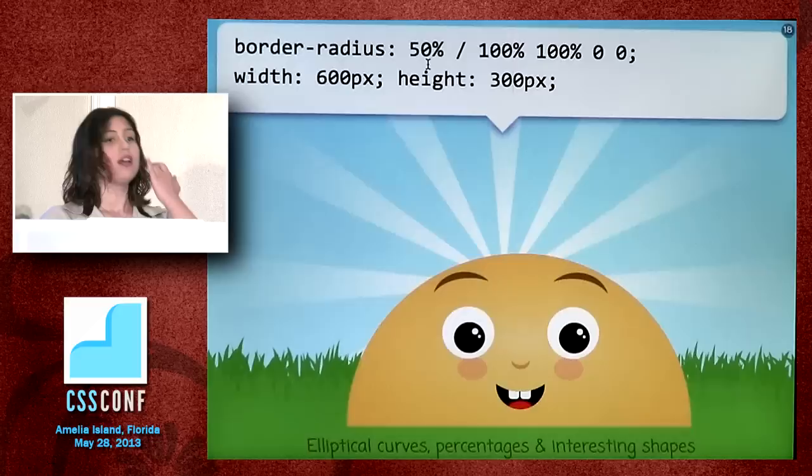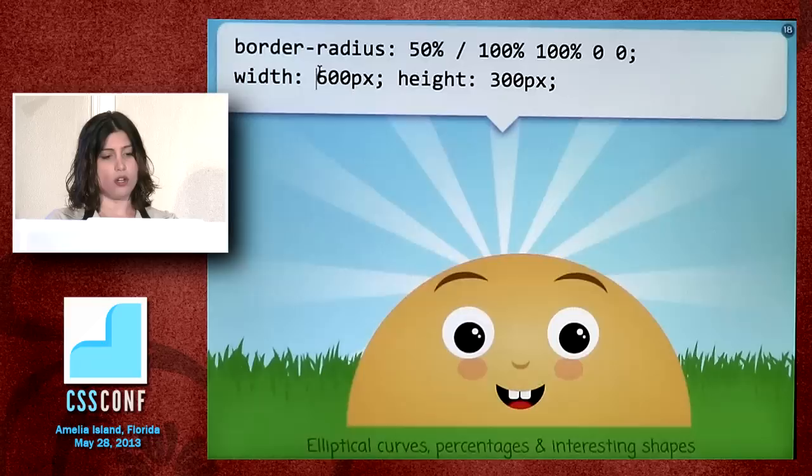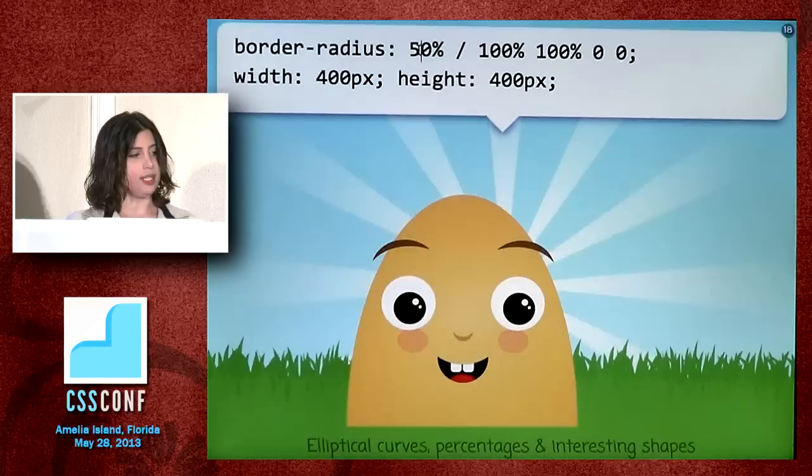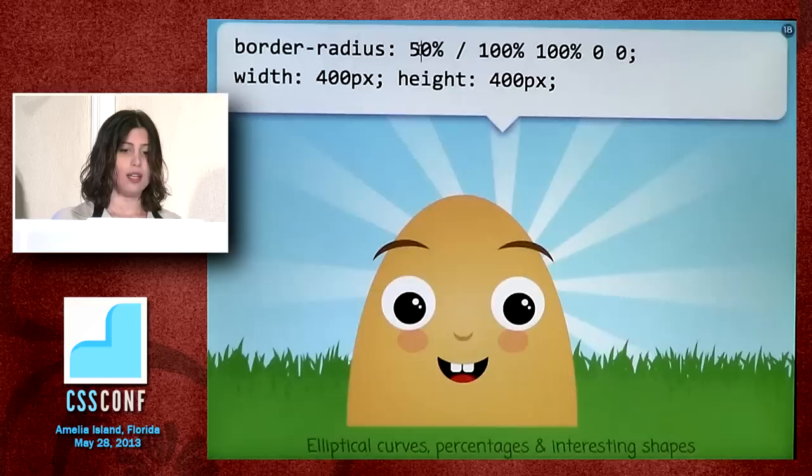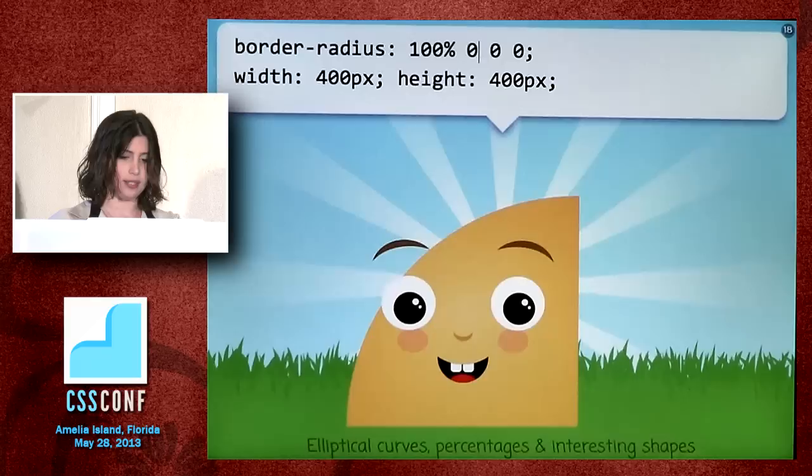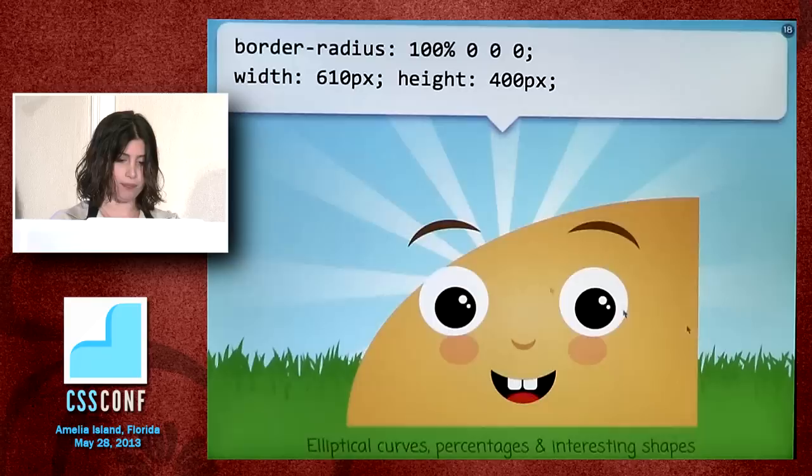A quarter ellipse is actually even easier than this. So obviously the width needs to be equal to the height. So let's try something like maybe 400. And what is a quarter ellipse? The top left corner is 100%, both horizontally and vertically, and all the other corners are zero. So it would look like this. That's a quarter circle. And if we change the dimensions, we just have a quarter ellipse. And we can have lots of interesting shapes if we use border radius wisely.